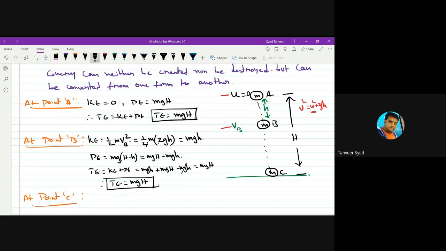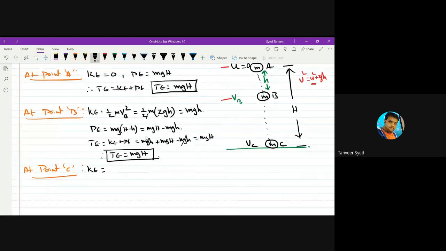Next, for point C, what is kinetic energy at point C? Will the body have kinetic energy at point C? Yes, because while it is falling down, its velocity will be maximum just before striking the ground. Let us say that velocity is VC, velocity of striking. What is the kinetic energy here? Half m VC square. Same thing, if I apply V square equals U square plus 2gh between points A and C, I will get VC square as 2g capital H.